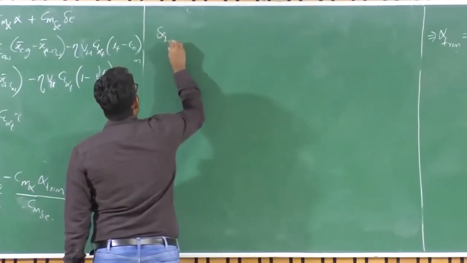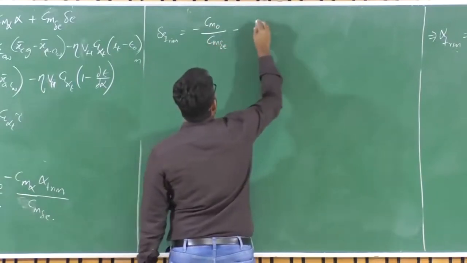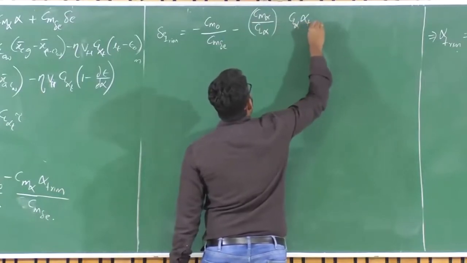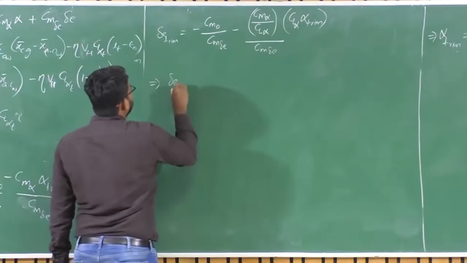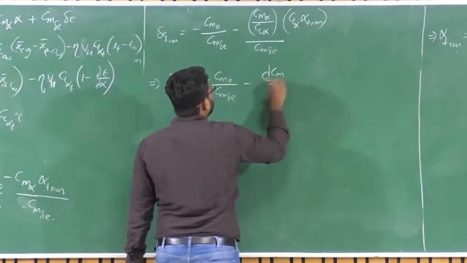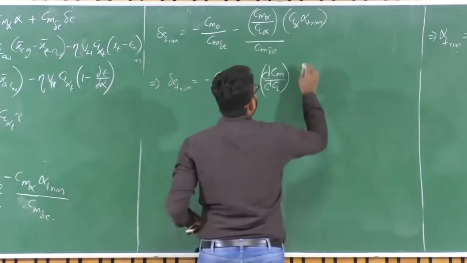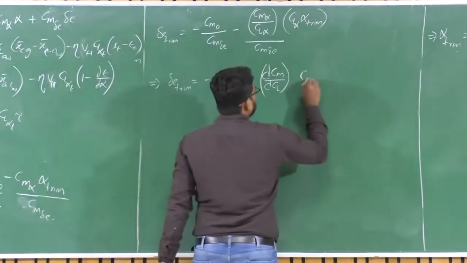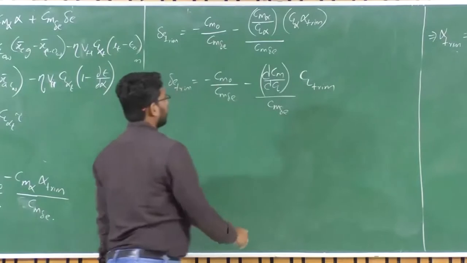So delta E trim is equal to minus of CM naught upon CM delta E, minus of this CM alpha upon CL alpha of the entire aircraft, times CL alpha times alpha trim, upon CM delta E. Okay. So delta E trim is equal to minus CM naught upon CM delta E times dCM upon dCL. So CM alpha upon CL alpha is dCM upon dCL, right? So multiplied by, let us assume the total trim lift is dominated by CL alpha times alpha trim, then what we have is nothing but CL trim upon CM delta E, okay?